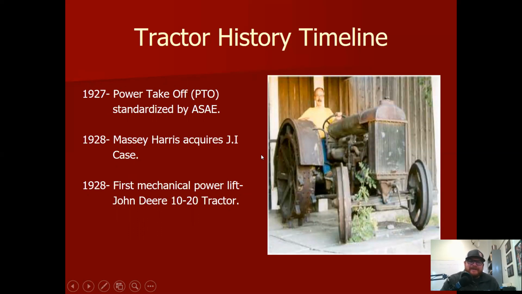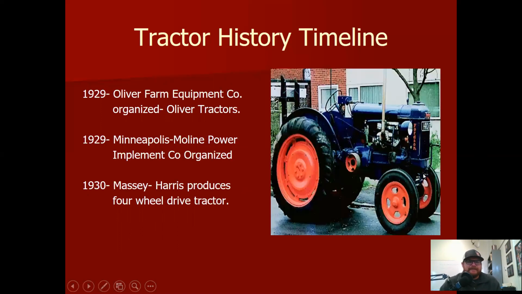In 1927, the PTO was standardized by the American Society of Agricultural Engineers. That way, PTOs could be utilized between different manufacturers and different equipment that attaches there, because sometimes you can have a piece of equipment, but if you have a tractor that's different, they may not match up. So they standardized those things. In 1928, the first mechanical power lift was created on a John Deere 1020 tractor to be able to have that lifting.